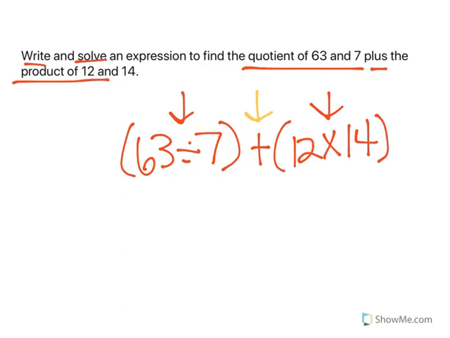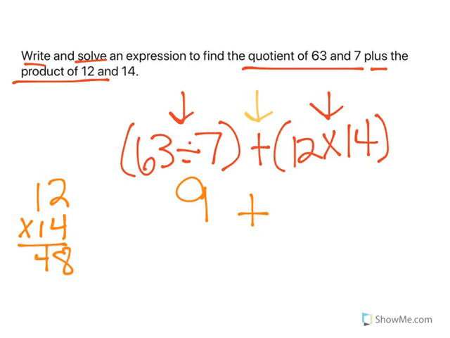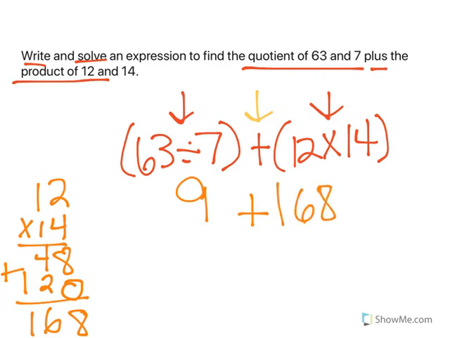So 63 divided by 7 is equal to 9. And then 12 multiplied by 14, I'm going to solve over here off to the side. So 4 times 2 is 8. 4 times 1 is 4. Add my placeholder. 1 times 2 is 2. 1 times 1 is 1. Let's add those up. So 8 plus 0 is 8. 4 plus 2 is 6. And then 1 plus 0 is 1. I'm left with 9 plus 168. Once I add those together, I get 177.